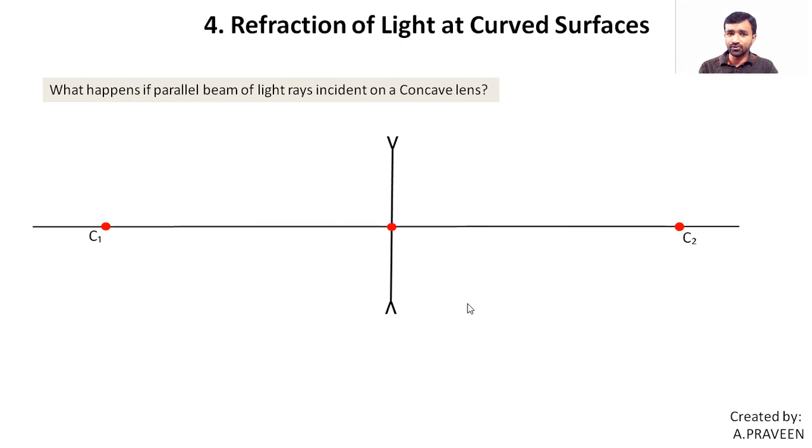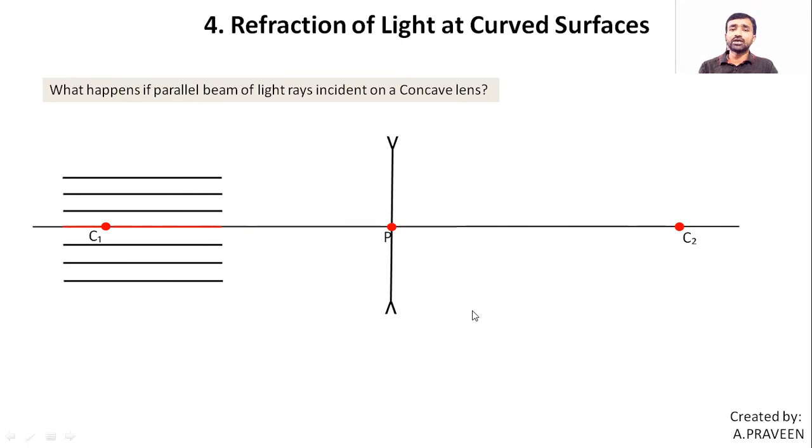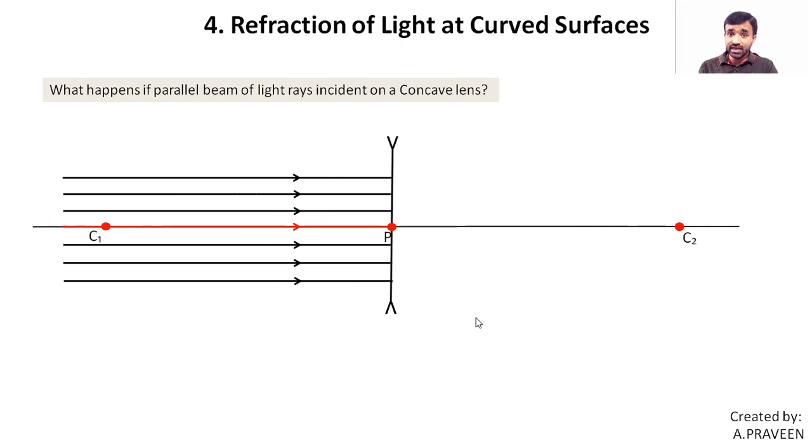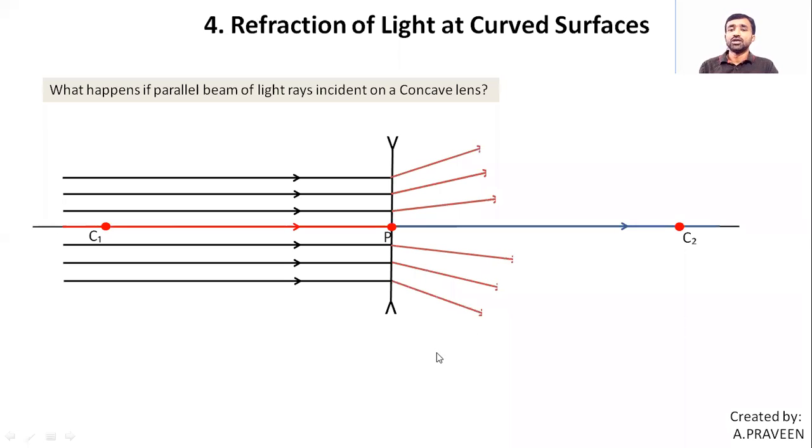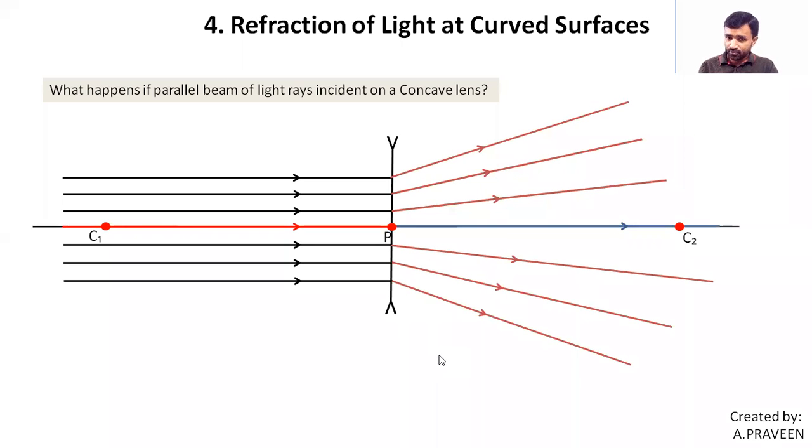Then what happens if you make a parallel beam of light rays incident on the double concave lens? After refraction, they appear to diverge from a common point. If you extend those light rays in the reverse direction, you will get a common point. That common point is called the diverging point here. That is also located on the principal axis. Why is it located on the principal axis? Why not above or below? Because here you have taken light rays parallel to the principal axis.